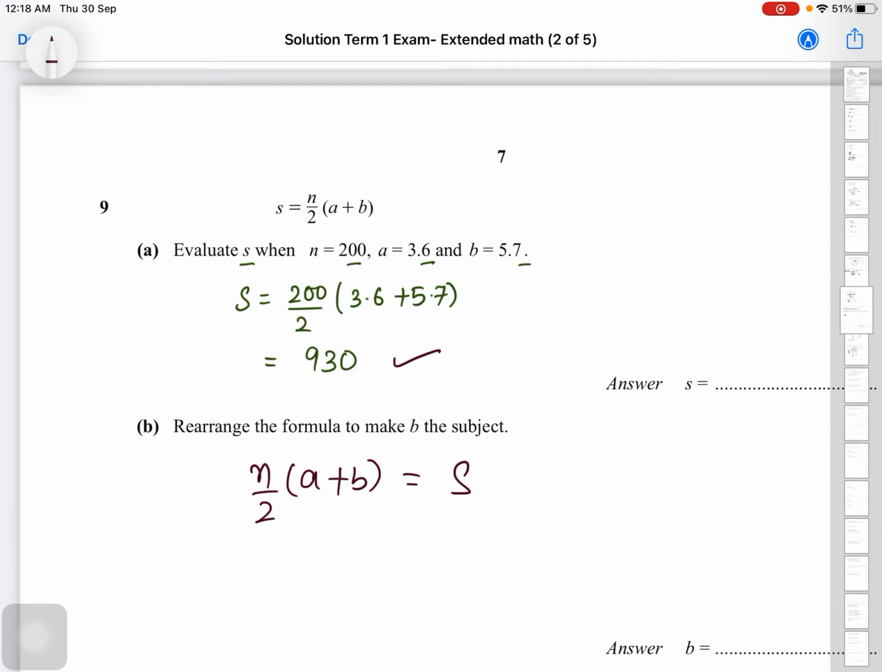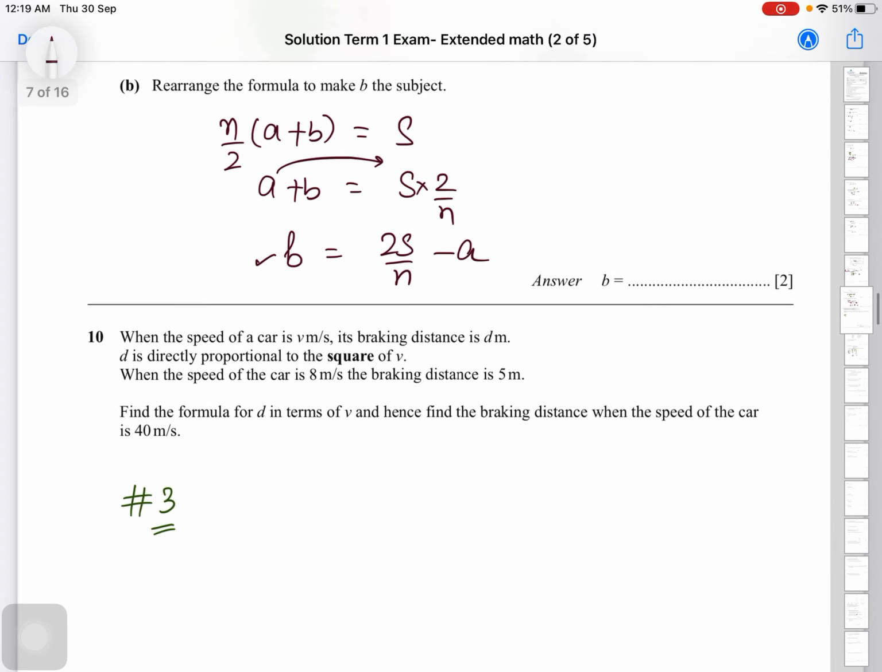I will send n by 2 to the other side, it will become 2 by n. So A plus B will be equal to S into 2 by n. And send A to the other side to get subtracted. B will be equal to S into 2 by n, that's 2S by n minus A. Here B has become the subject, that's the answer.